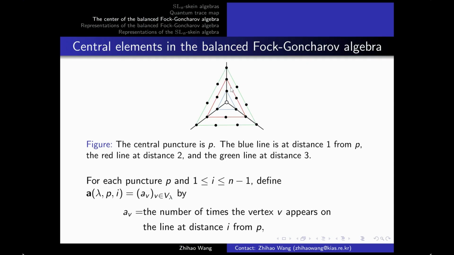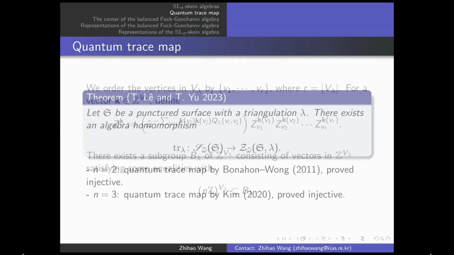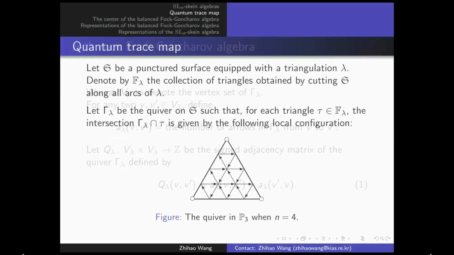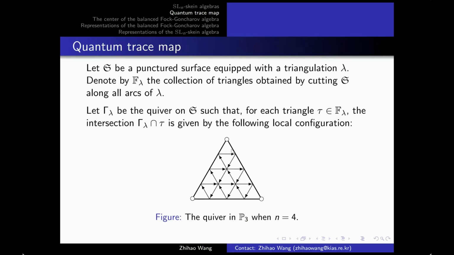Also, you can see why we call this the distance 2 line. And then the distance 3 line is this green line, and then you just keep going. You can have the distance n-1 line. Maybe we go back to the picture for the quiver. If we look at this puncture, the top one, then this is distance 1, and then we go lower, distance 2, distance 3. So it is very clear for the distance.